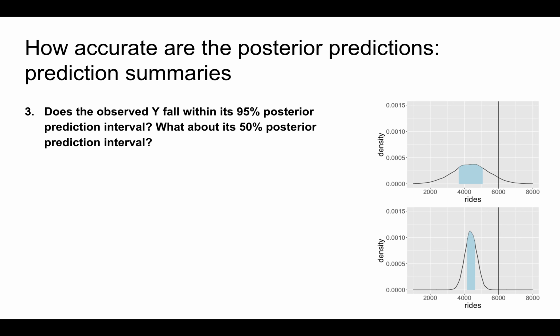Similarly, we can ask whether our observed y value falls within its 50% prediction interval. For both models, the answer is no. Reflecting on our results for Model 1, we saw that the observed 6,000 ridership outcome fell inside the 95% posterior prediction interval, but outside the 50% interval. This just means that our model considered 6,000 rides to be within the realm of possibility, but it didn't consider it to be one of the more plausible outcomes.